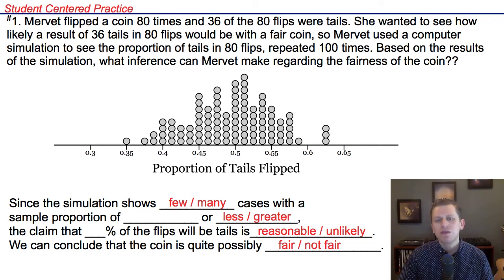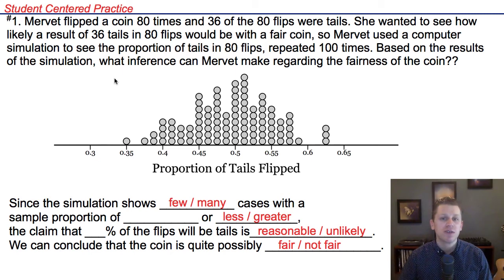So we know, of course, when flipping a coin, we expect to get tails half the time. So in 80 flips, we would expect to get tails 40 of the time. And of course, when Mervette did this, she only got 36 tails. So we're trying to think, is 36 unreasonable? Is it too small of a number to get? Or is it likely to happen?